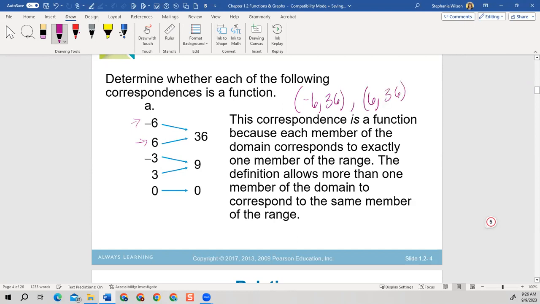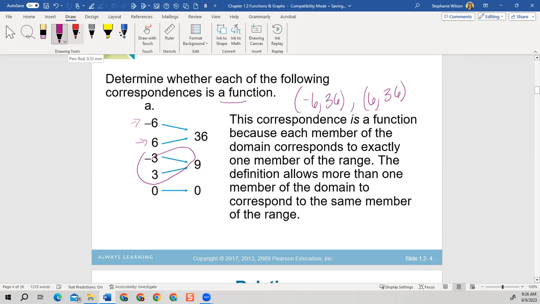A lot of times we look at this and we say, oh, it's a perfect square. Yeah, that's true. But in order for this to be a function, my x values cannot repeat. Okay, so I have a -6, 36, and a 6, 36. So this is a function. The same with this one here.